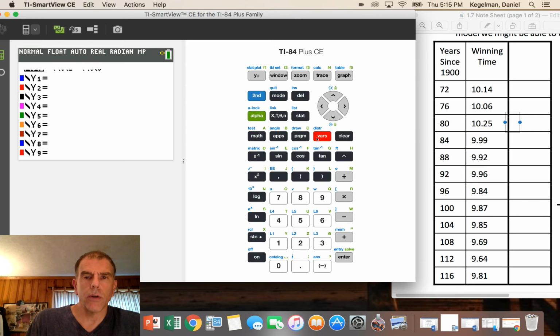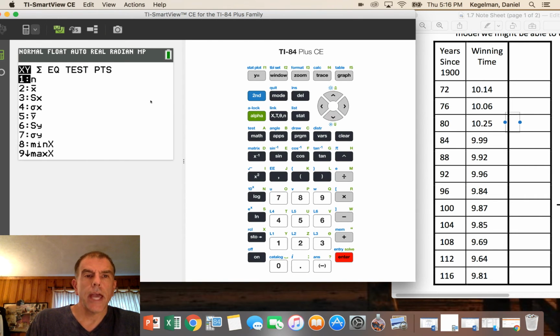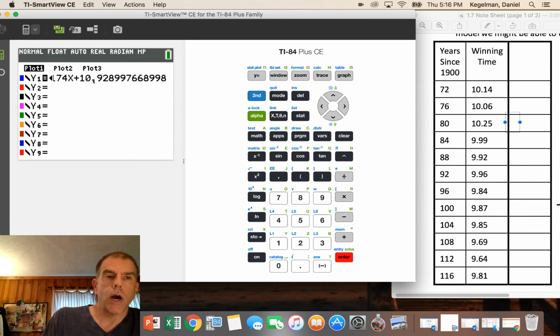I want to go to VARS and go down to statistics because we've already run the regression. Sorry about that. We're going to go down to statistics and go over to equations, EQ. And that regression equation right there, that first item, if we hit enter now, what it's going to do is drop in the equation we got with all of its decimal accuracy into our Y1. Now the key is you have to be sitting in Y1 when you go do that. Otherwise, it's just going to drop the equation on your regular screen.